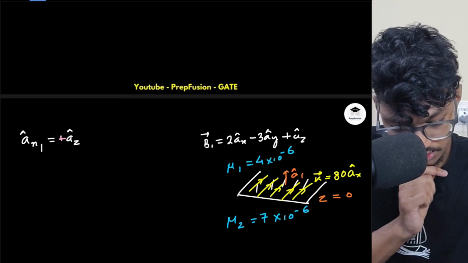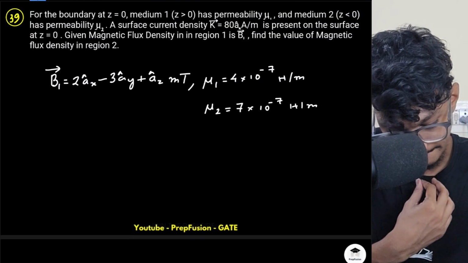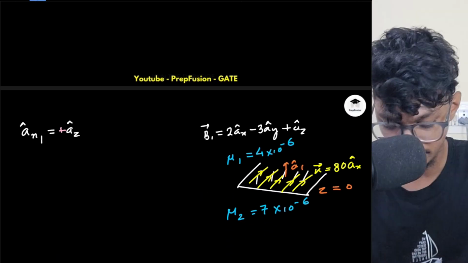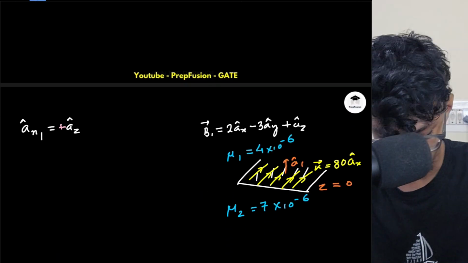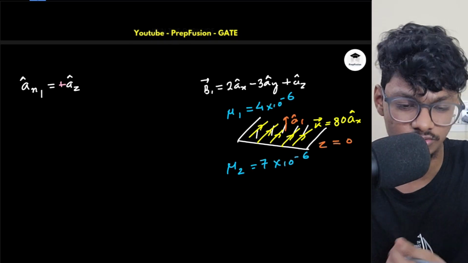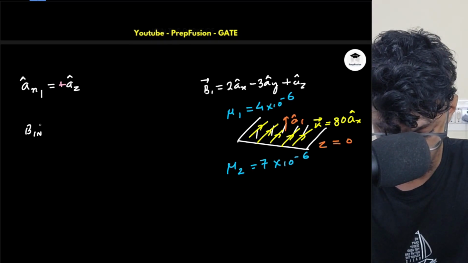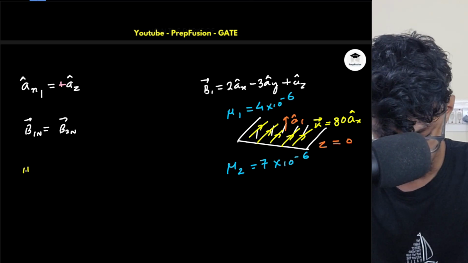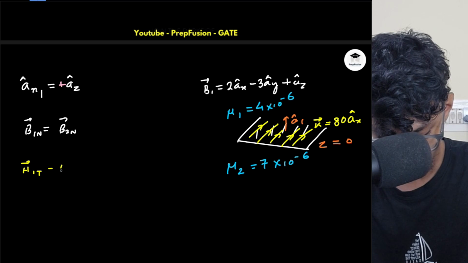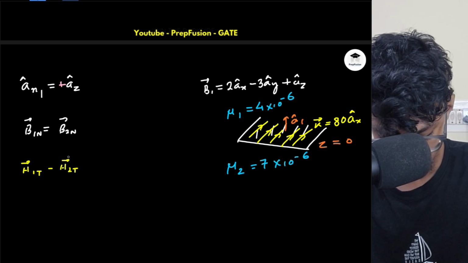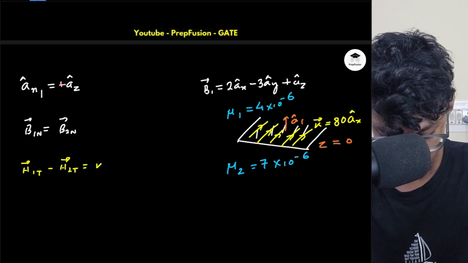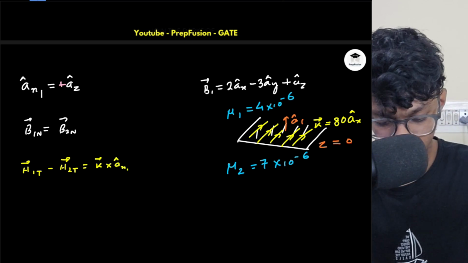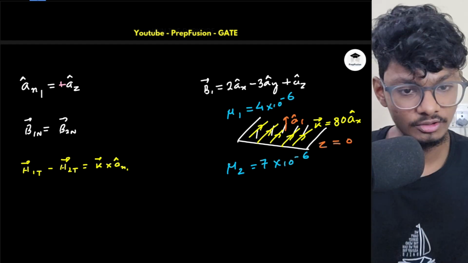Now we just need to find out the magnetic flux density. What do I know? I know the boundary conditions. You can write this down to remember everything: B1n will be equal to B2n, and the tangential components H1t minus H2t will be equal to K cross a_n1 cap. So obviously I will find B1n, because I have to find out B2, right?